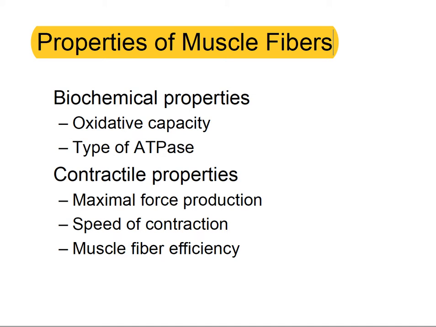So what is its oxidative capacity? And the other would be type of myosin ATPase. So how quickly will this muscle contract? If it's a fast contracting fiber, it will need to have a fast form of myosin ATPase. So those are biochemical properties.